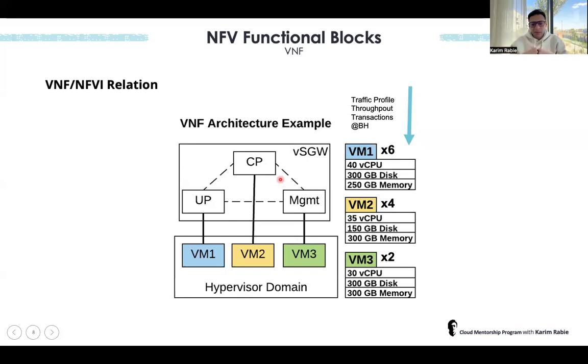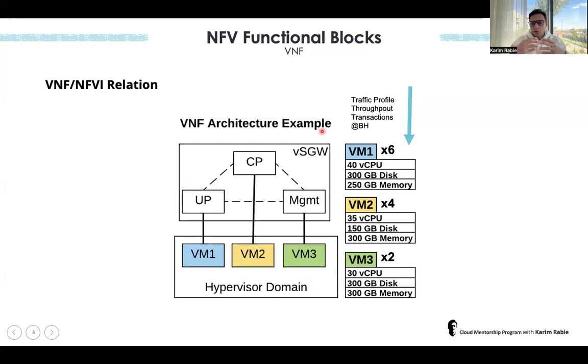What you say is that I have this traffic profile. I have throughput at the busy hour. I have attachment, transactions, any kind of data that describes your traffic profile as an operator. And you want to procure a node or a function that would serve your requirements.